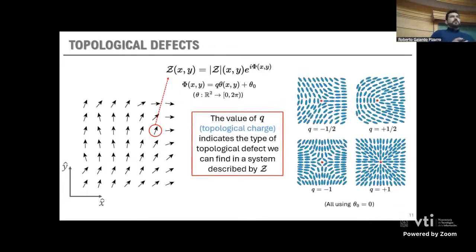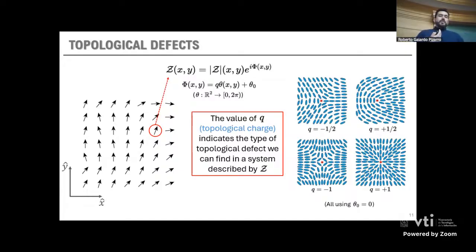So the value of Q, that from now on I'm going to call topological charge, indicates the type of topological defect we can find in a system described by this 2D order parameter. In the image, for example, you can see how different values of Q have, as a consequence, different ways in which the order parameter is oriented around this topological defect, this phase singularity.